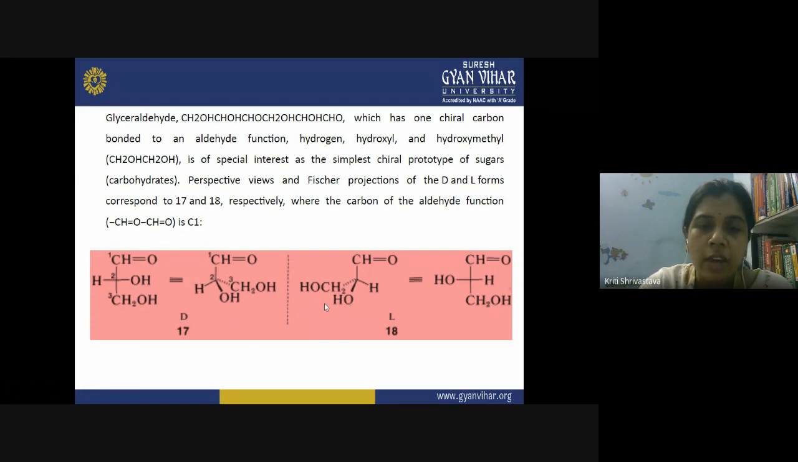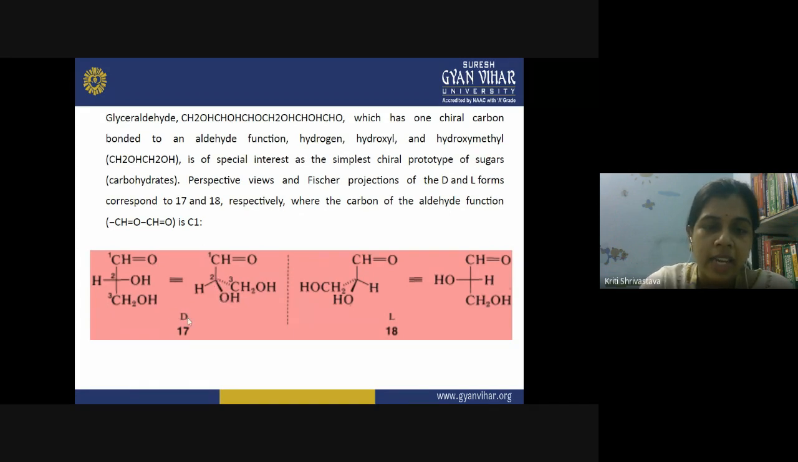Now if you try to put the structure of this enantiomer over this molecule, what will happen? The H is present at the place of CH2OH, so they are non-superimposable. Now I will see what is my main substituent. So this is the OH group and it is on the right hand side.